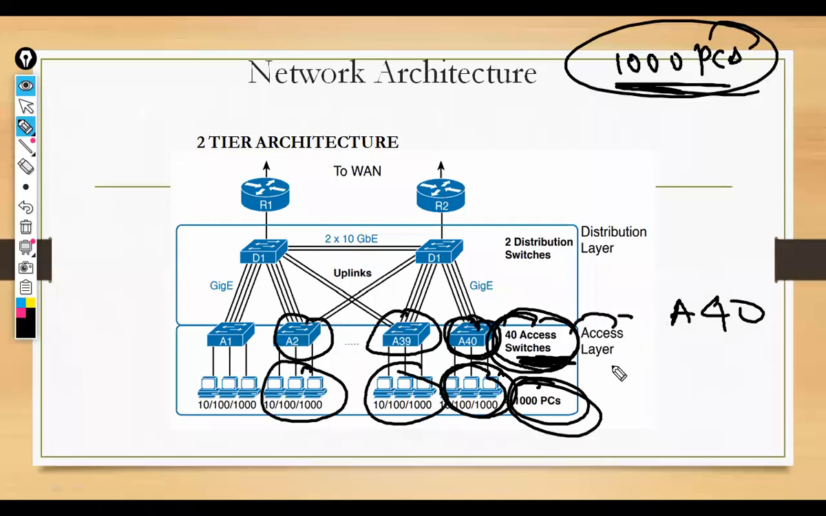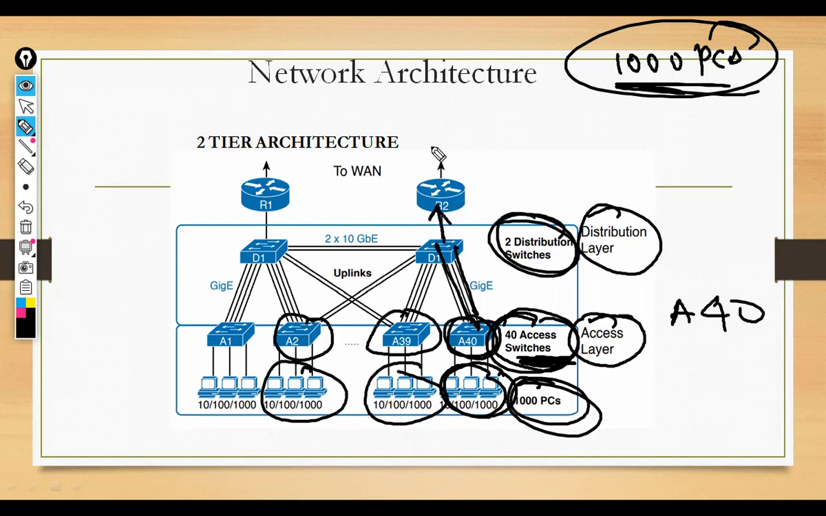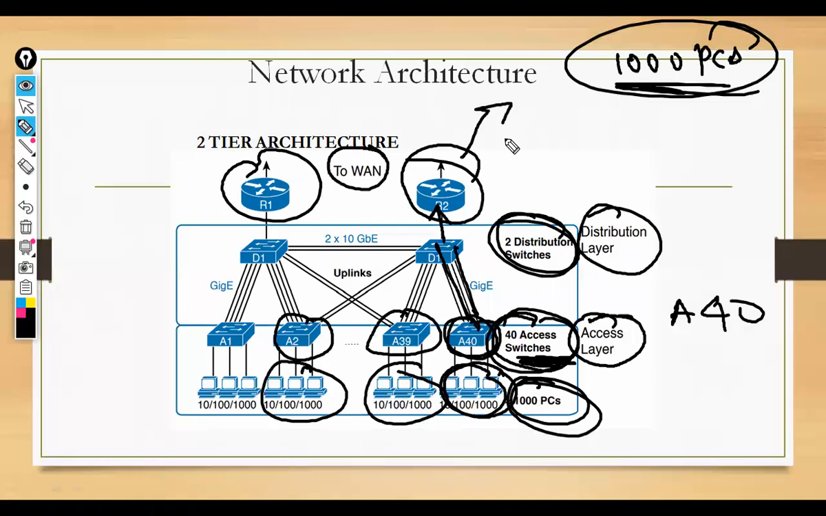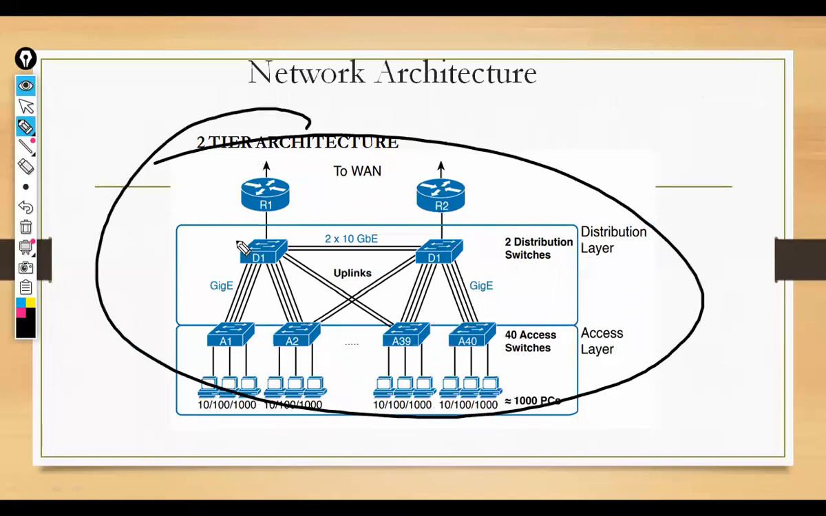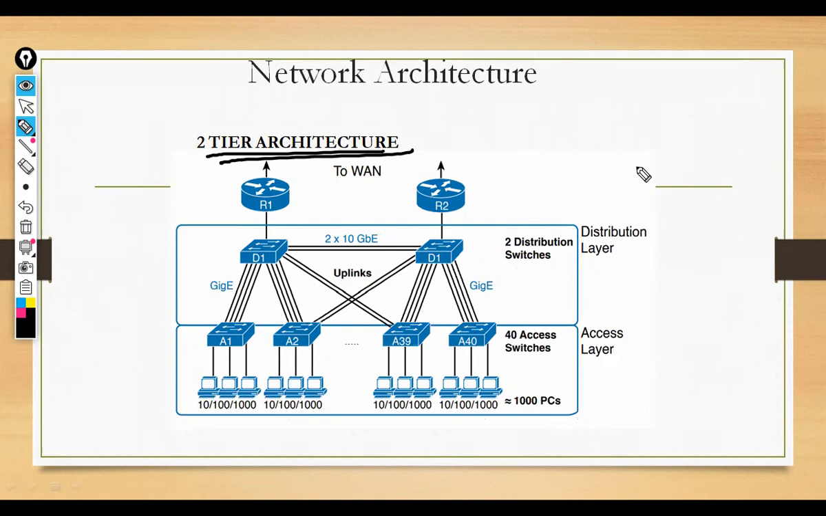Then from the access layer switches, we'll connect to the distribution layer switches. From the distribution layer switches, we'll connect to the routers, and from the routers, we'll connect to the external world. So this is the hierarchy, the architecture at the company level, and it is called two-tier architecture, where you have 2 layers of switches.